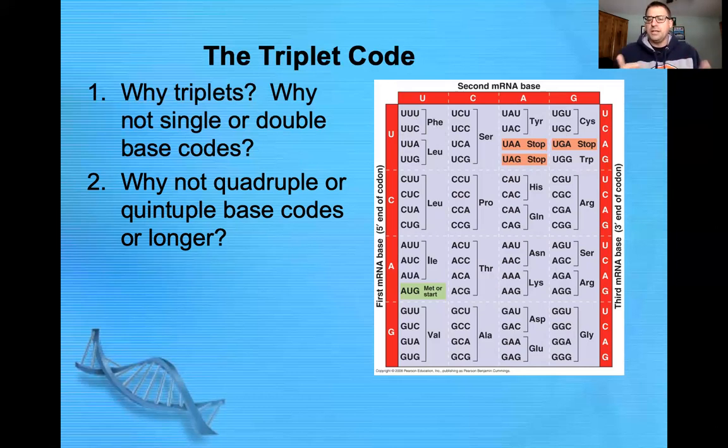So then the question is, okay, but why not quadruple or quintuple base codes? That would also give you enough, right? If you had 4 to the 4th or 4 to the 5th different combinations, that would also meet the requirement of having enough different combinations for 20 amino acids. All right, but there's several reasons why. If you had quadruple or quintuple base codes, the DNA molecule containing the instructions would have to be much, much larger. So your cells would have to be bigger to store them. And we know because of the surface area to volume ratio, cells have to be small.